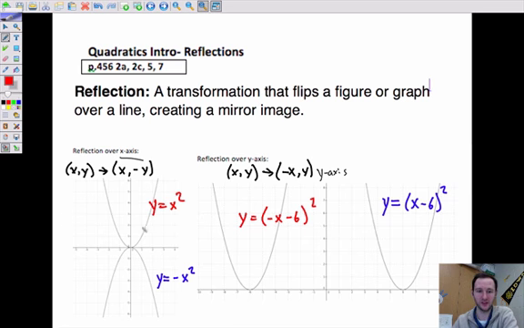Okay, so these two things look very similar, but the difference is that here, if you're reflecting over the y-axis, this negative goes directly on the x inside of the parentheses. And if I am reflecting over the x-axis, it's going outside. You can think of this as kind of blocked off by parentheses, and it's going on the outside. Okay.